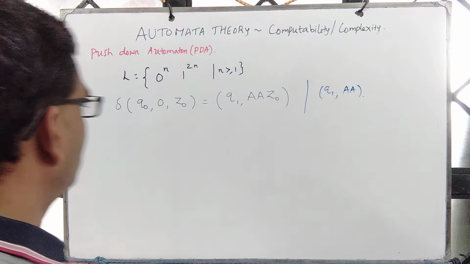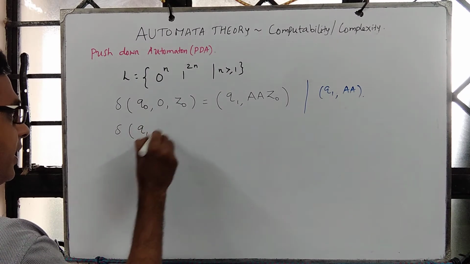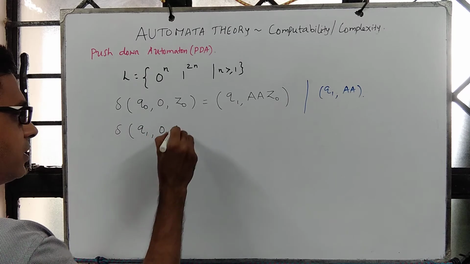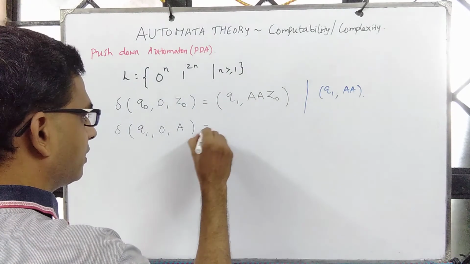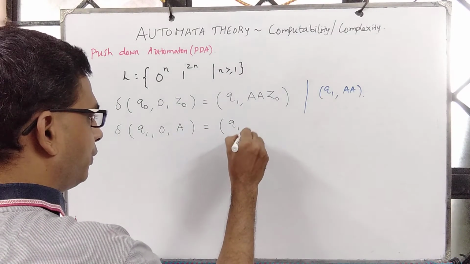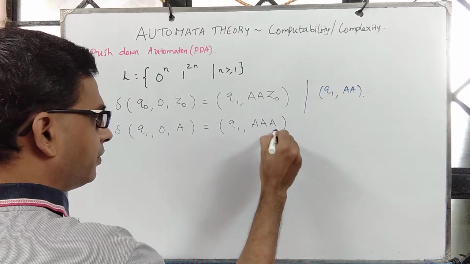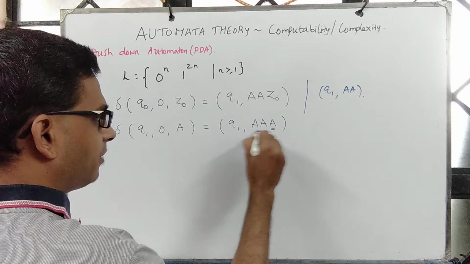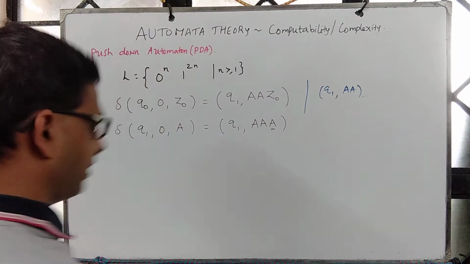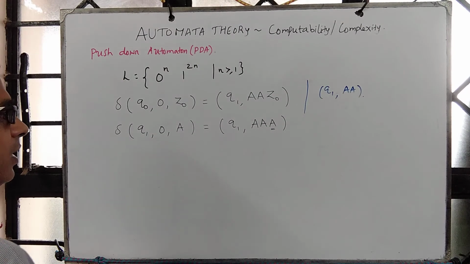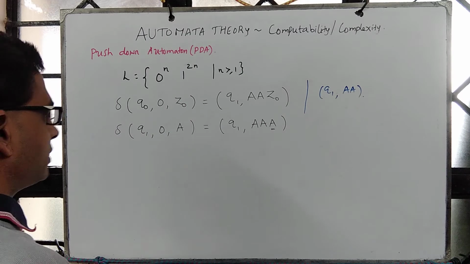Okay. So now I am in Q1. I read some more zeros. Top of the stack will be A, because for this you would have pushed A's. Now Q1, stay in Q1, push 2 more A's. You already have 1. On top of it, you push 2 more. Or you write Q1, AA. Both are correct. So now you have completed reading zeros.